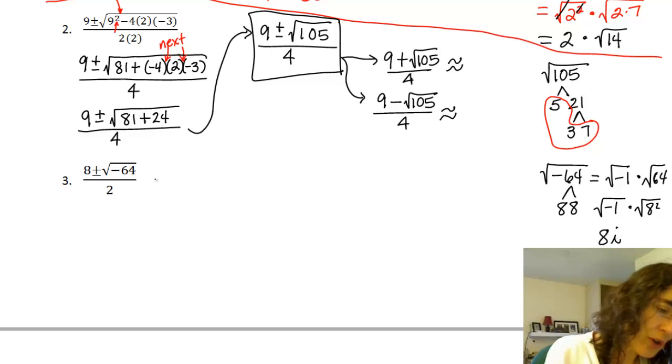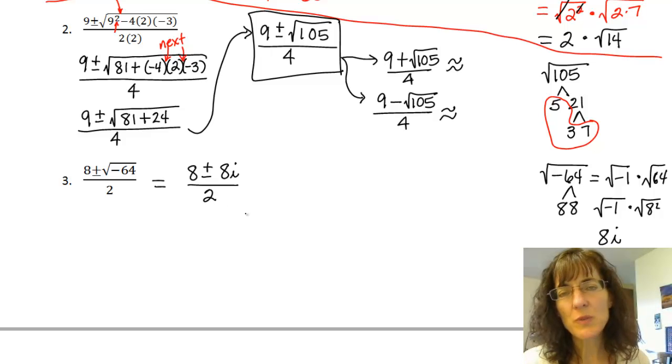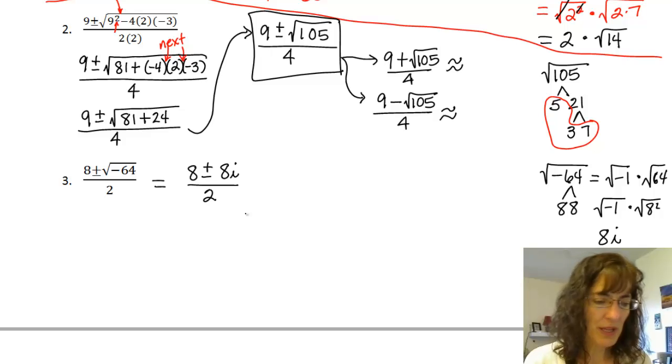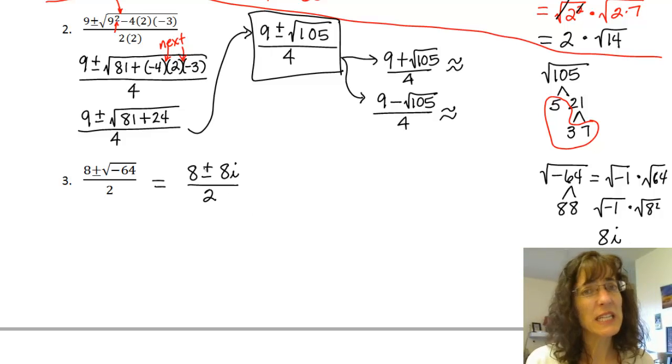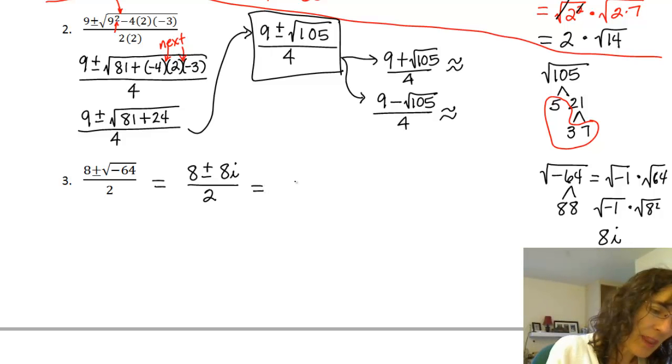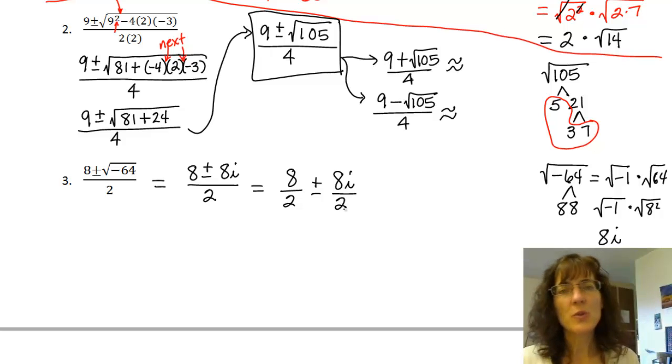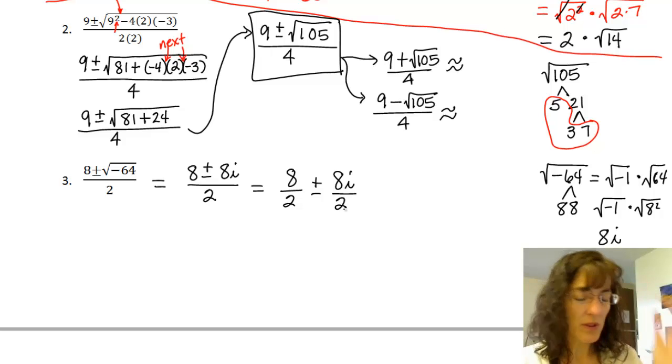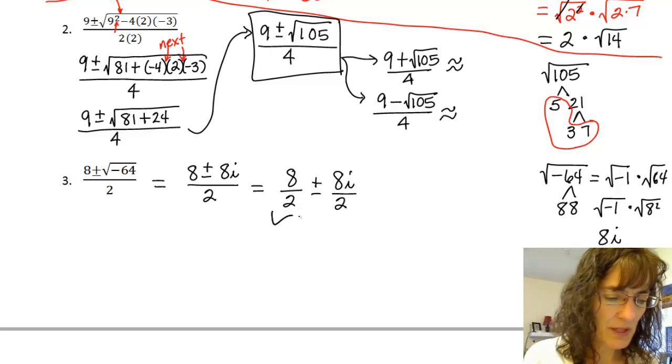So I can rewrite that term. So I'm going to have 8 plus or minus 8i over 2. Now if I want to reduce this fraction, because I'm down to just some numbers and I can see that they're all divisible by 2, here's how I can handle it. I can rewrite it broken apart, so I'll have 8 over 2 plus or minus 8i over 2. So I basically separated them out.